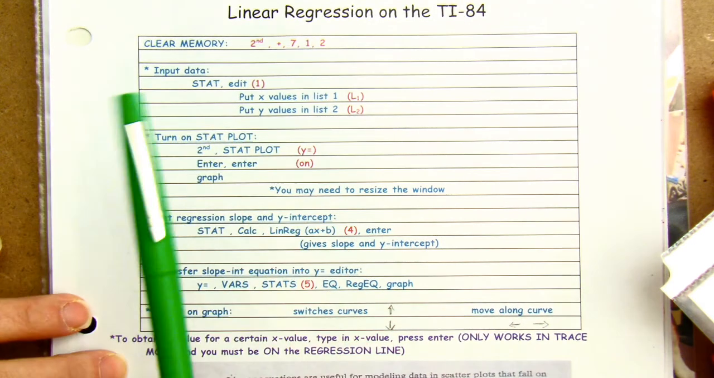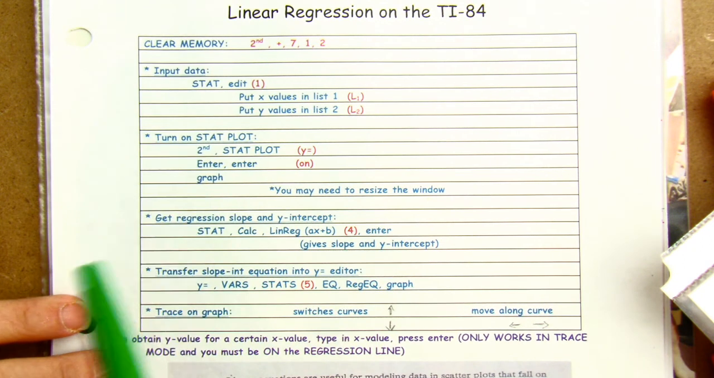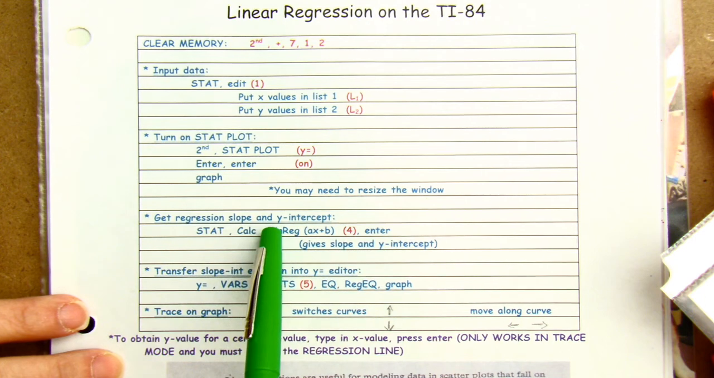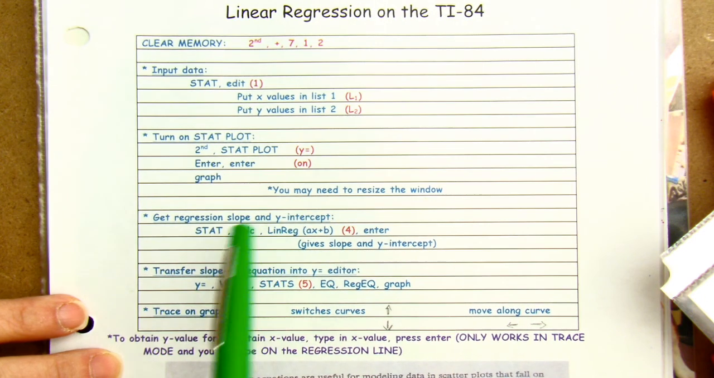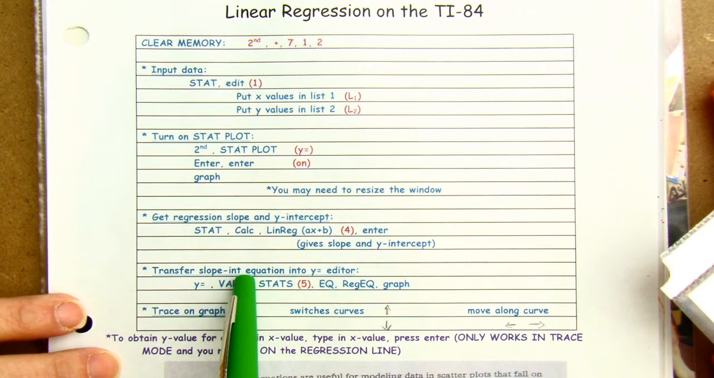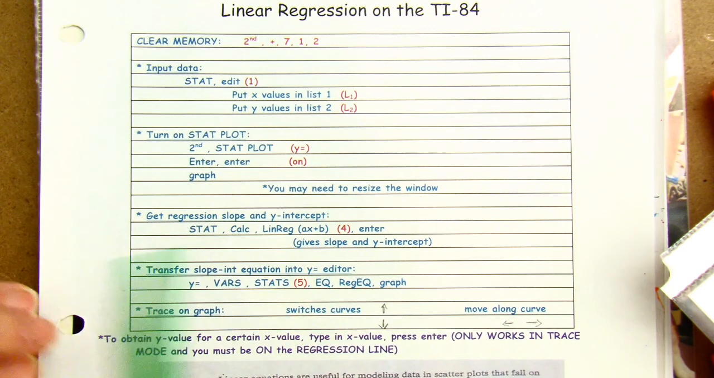And then there's steps here on how to input the data, how to turn on your stat plot or your scatter plot, how to have the calculator calculate the regression slope and the y-intercept of that line of best fit, how to transfer your slope-intercept equation into the y equals editor, because you're going to find that the slope and sometimes the y-intercept have a lot of decimal places. And so, again, just pause the video and get these steps copied.